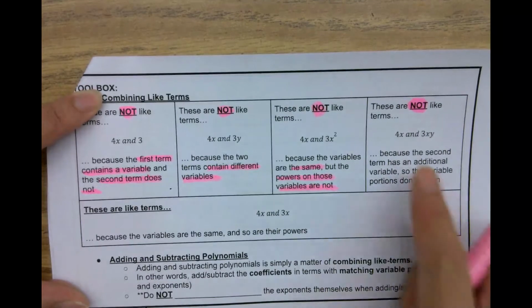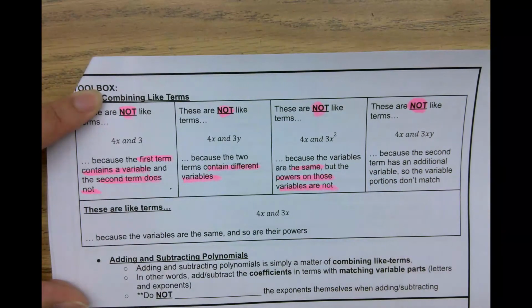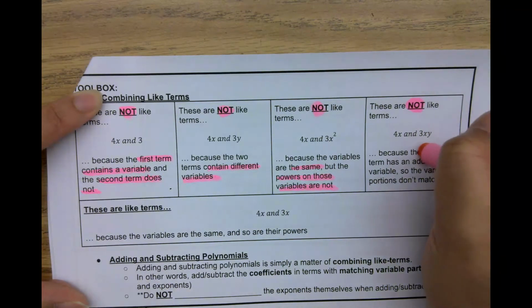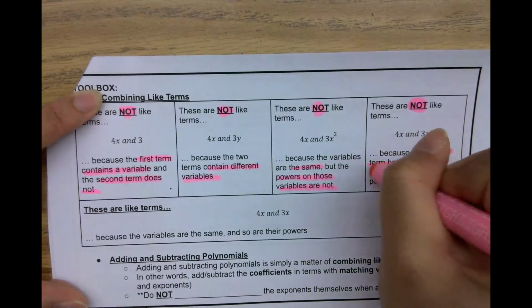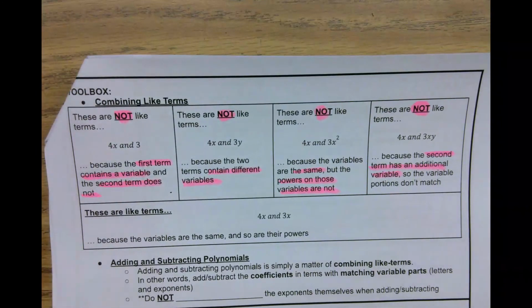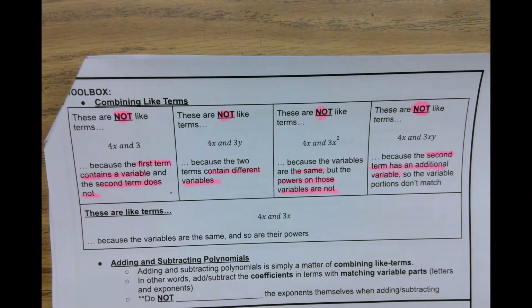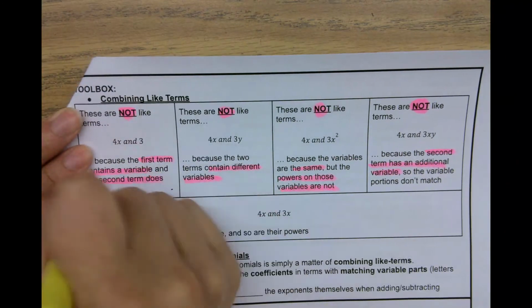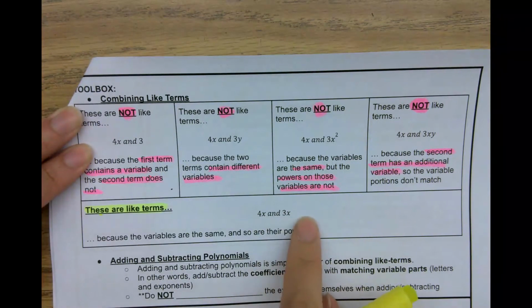One more example of why this is not like terms is because the second term here has an additional variable, so the variable parts do not match. So if one has an extra variable that the other one doesn't have, it is not like terms. Okay? So what is like terms? An example is 4x and 3x.